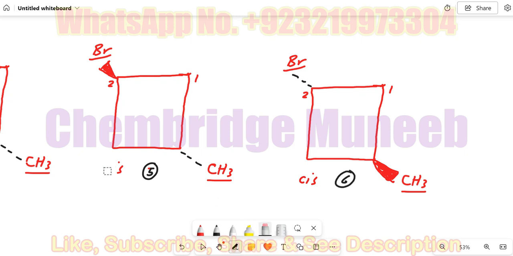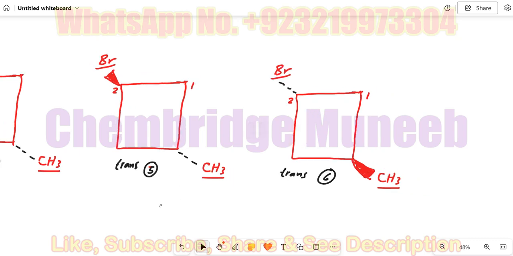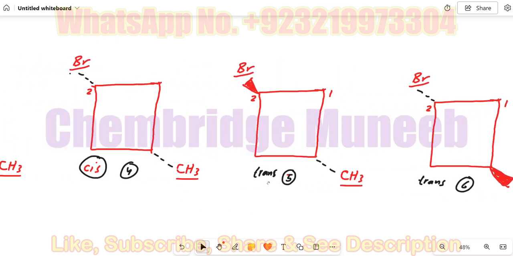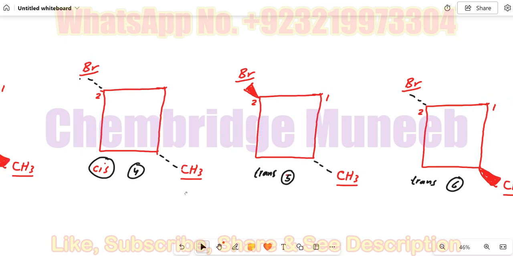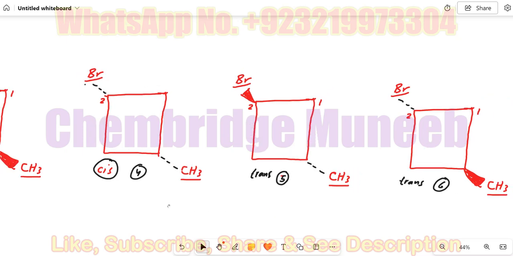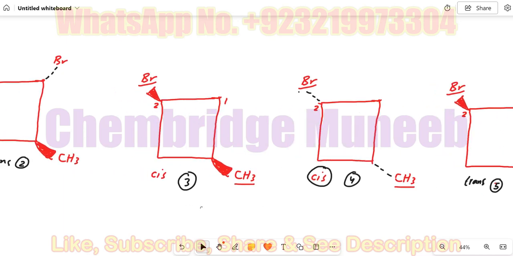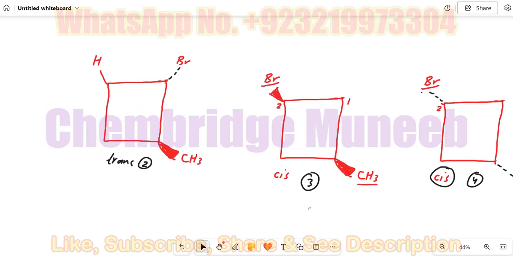One more thing, these isomers are not cis. The fifth and sixth are not cis, instead they are trans isomers, this one and this one. They are both trans isomers because one of the bonds is coming out of the plane and the other one is going into the plane. Now these are the six isomers which we got as a result of the reaction of HBr with the given compound.